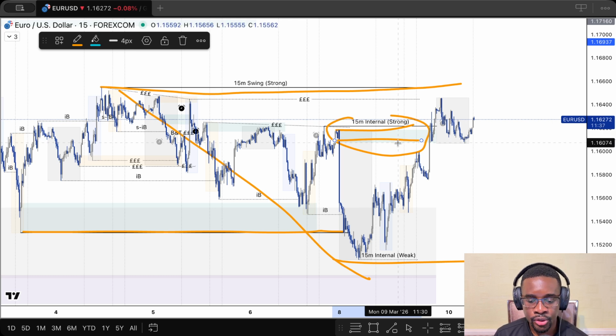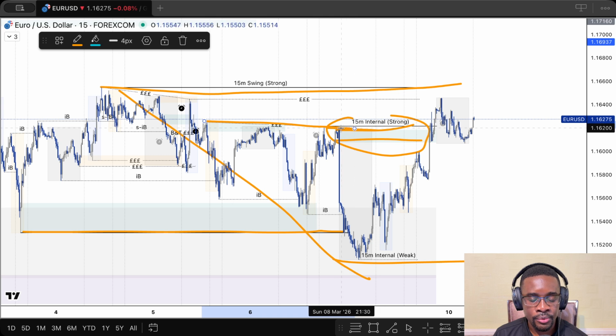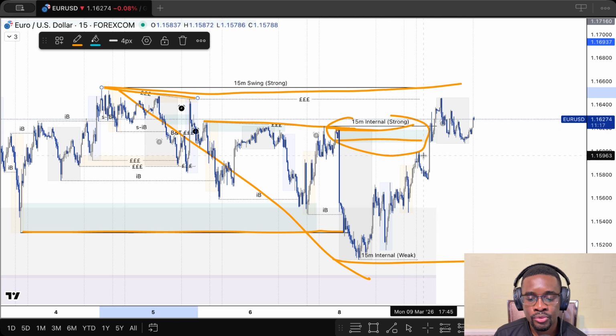So this area here, we said that it was a low probability, or it had two conflicting issues with it. One, it was the strong internal high for us to look for shorts. However, it was also an Asia high, and we see that there is this trend line liquidity resting, another trend line liquidity resting as well. So it was highly likely that it could be swept. So as we can see, once price eventually got to that area, it just blasted through.